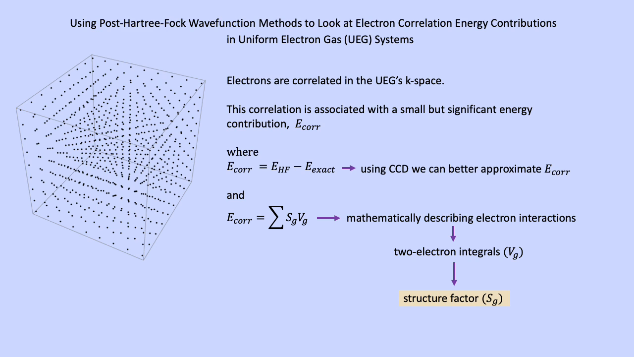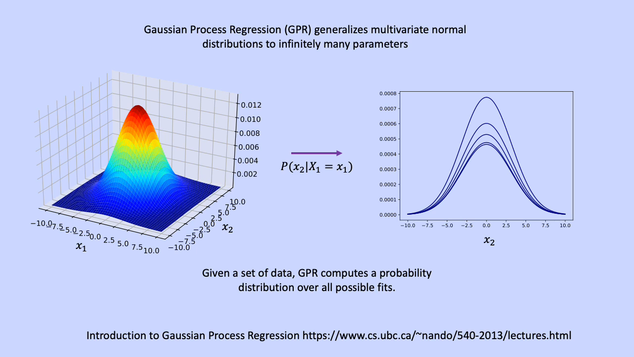The electron correlation energy is additionally given by the two-electron integral, or V of G, and the structure factor contribution, or S of G. While the two-electron integral is relatively computationally accessible, the structure factor is computationally expensive for large system sizes. We use machine learning algorithms to explore the structure factor's contribution to the electron correlation energy. Our exploration of machine learning algorithms in the context of making structure factor approximations has begun with Gaussian process regression.